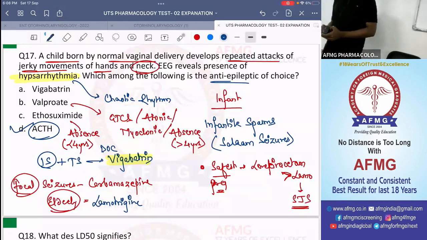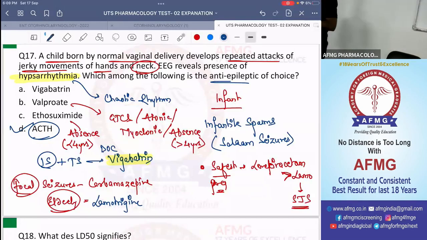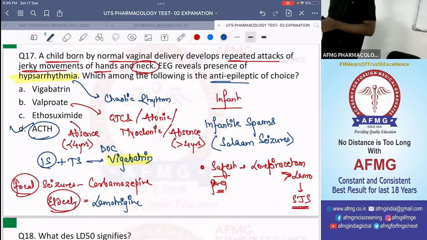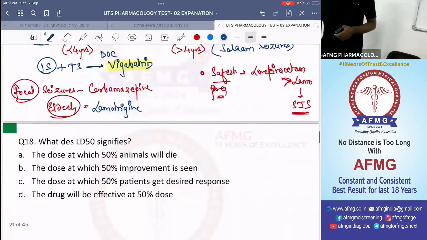Which of the antiepileptic drugs causes gum hyperplasia? Previous question. Phenytoin. Okay, the drug which causes gum hyperplasia and hirsutism is phenytoin. It can be used for which type of seizures? Mainly focal seizures. No problem with this. Okay, so remember these basics.